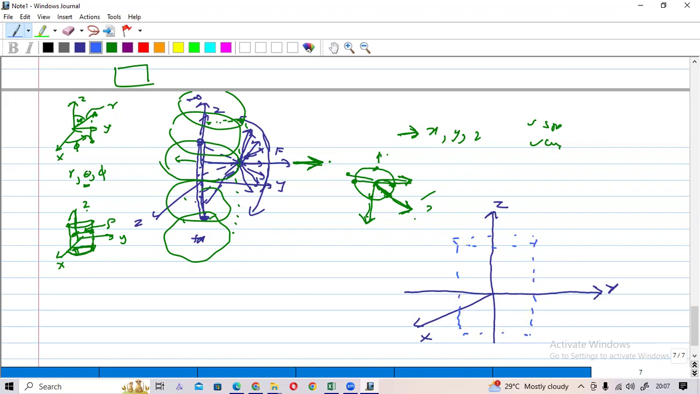If we consider this kind of cylinder, any point of this cylinder can be defined using the distance from the z-axis. Okay, this is referred to as rho. And this point also can be defined using the distance along the z-axis, that is normally z. And also you have, when you are considering this one, okay.